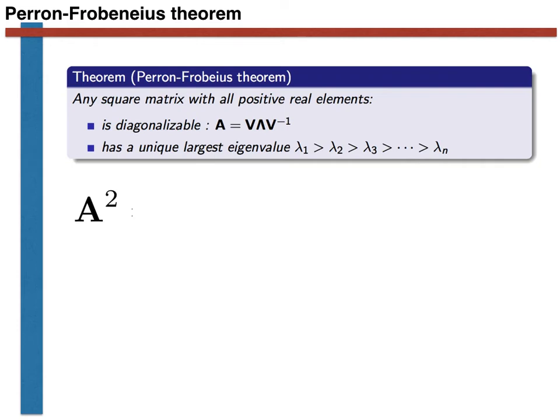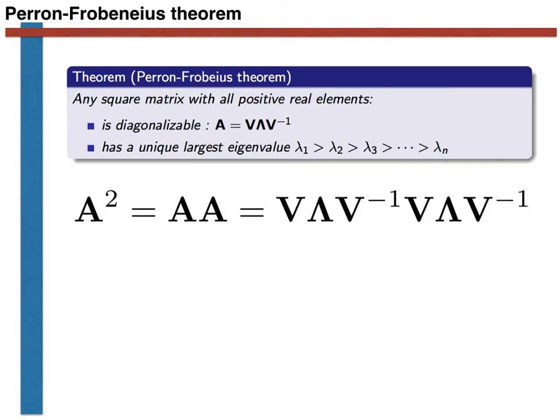We can write A squared as A multiplied by A, and then we can use the first part of our Perron-Frobenius theorem to decompose each of these factors of A using the diagonalizability of a square matrix. We thus end up with the expression shown here. Notice that in the centre of the last term in this equation, we have a factor of V to the minus 1 multiplied by V. In other words, we have the matrix of eigenvectors multiplied by its inverse.